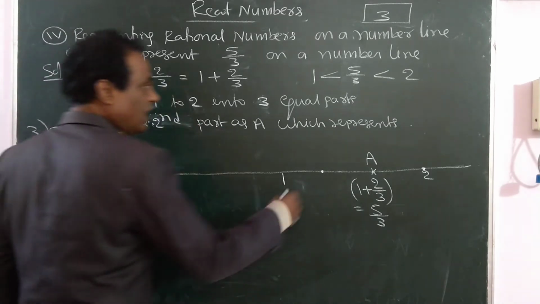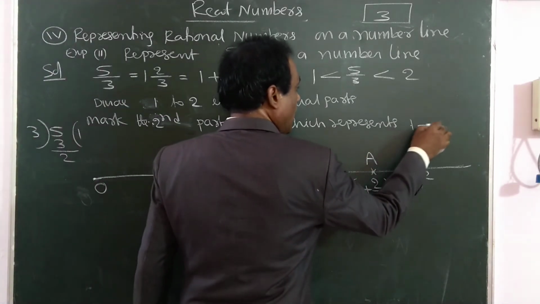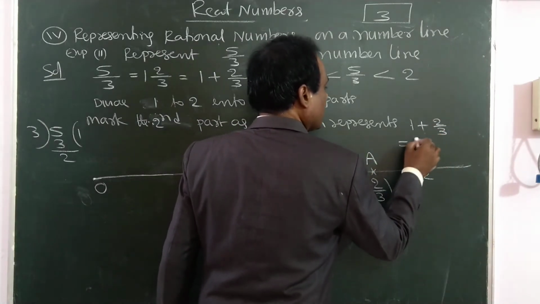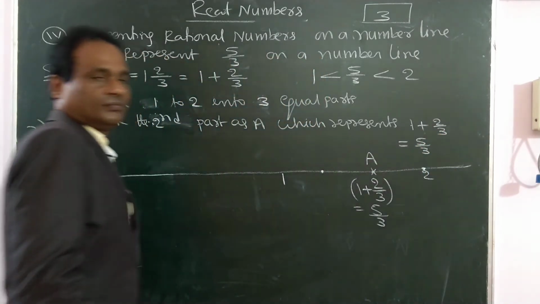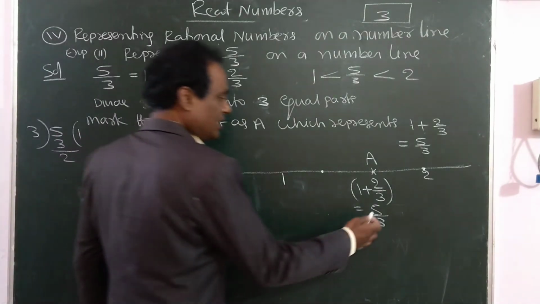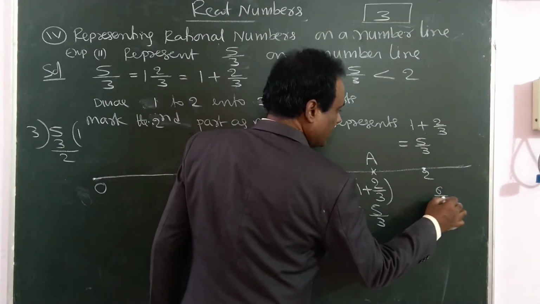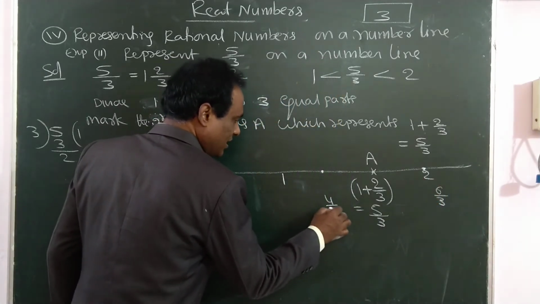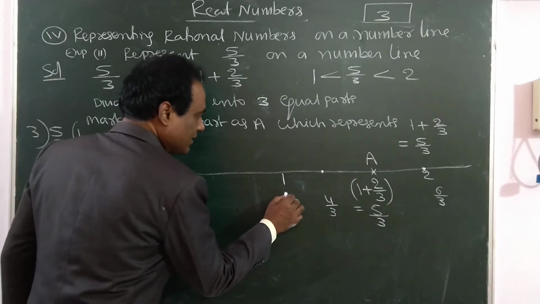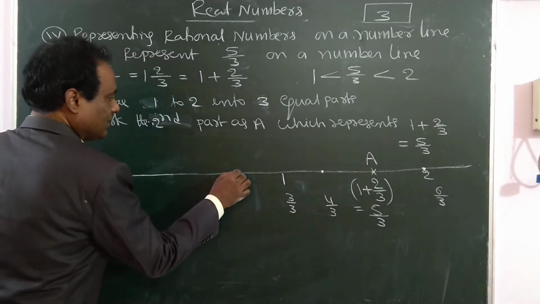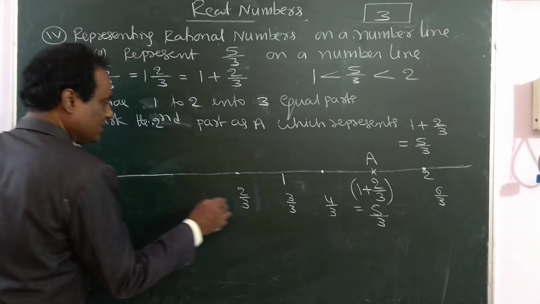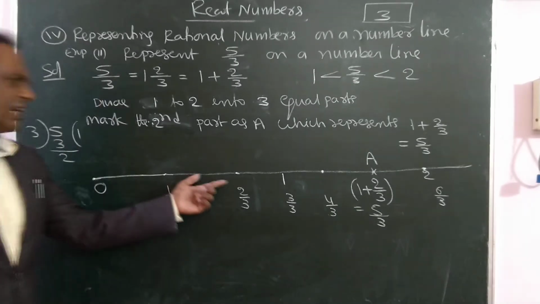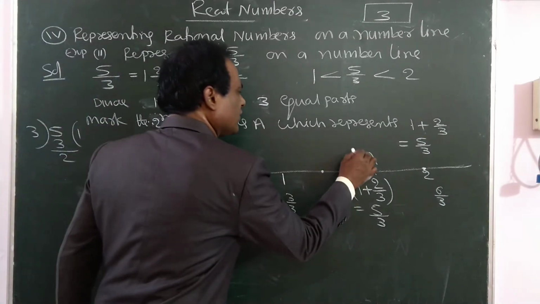Mark the second part as A, which represents 1 plus 2 by 3, which is nothing but 5 by 3. Suppose this is 5 by 3, then the next will be 6 by 3, which is 2. Before it comes 4 by 3, and 5 by 3, 4 by 3, 3 by 3, 2 by 3, 1 by 3, 0. Actually, these are not necessary. Only this A is sufficient.